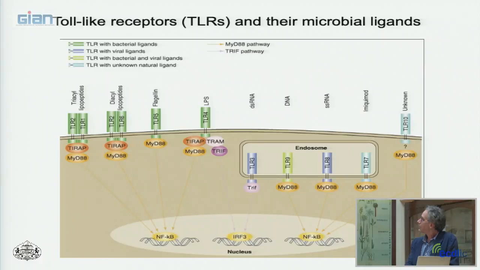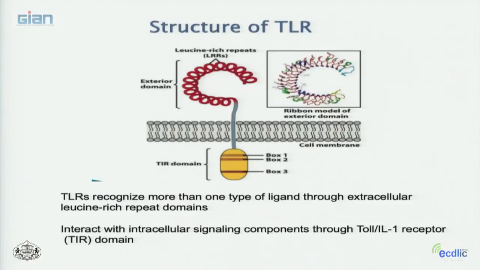So this is the general structure of TLRs. TLRs, they can recognize more than one type of ligand through extracellular, these leucine-rich domains. And they interact with signaling components through these toll IL-1 receptor domains, which are called TIR domains. And this is critical for intracellular signaling.